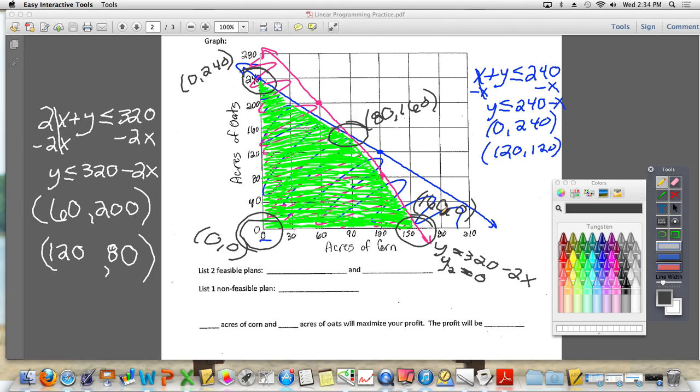Alright. So we have all our points. That's tedious, kind of gets boring. List 2 feasible plans. Marcellus.